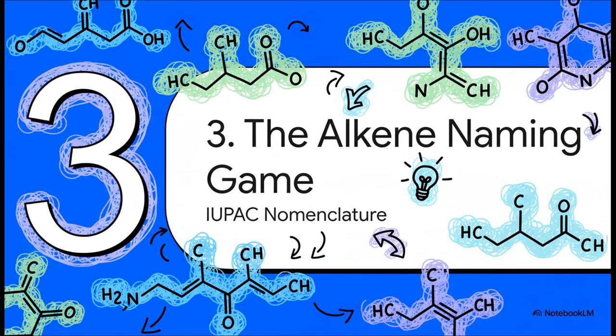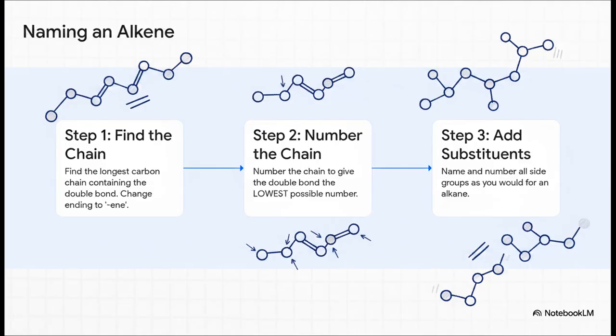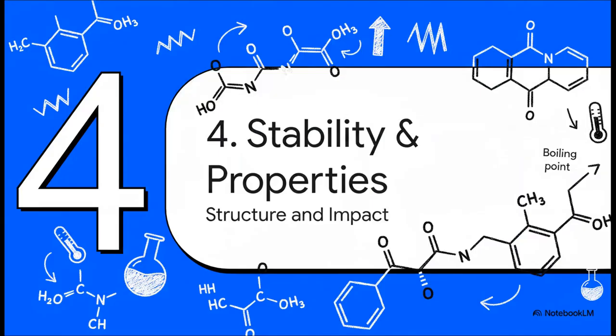Honestly, mastering this is a guaranteed way to scoop up easy marks in an exam. It's really just a simple 3-step process. First, you find the longest chain that actually includes the double bond, and you change the ending of its name to -ene. Step 2, and this is the crucial part, you number that chain to give the double bond the lowest possible number. And finally, you just name and number all the side groups, the substituents, just like you would for a regular alkane. Excellent.